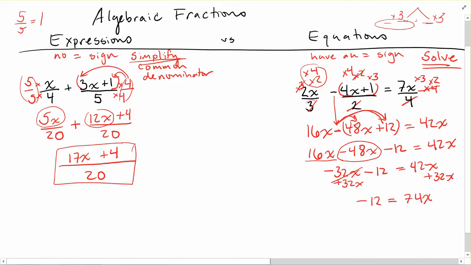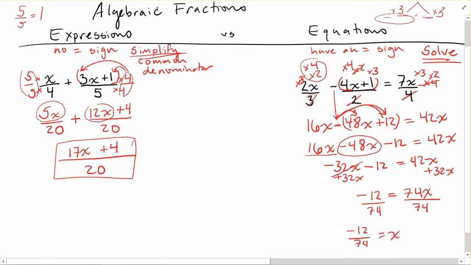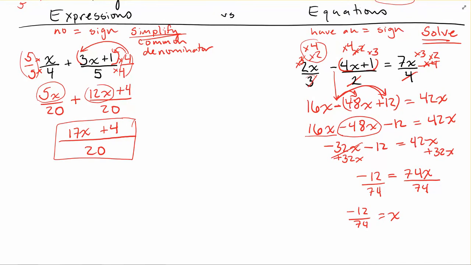And in my last step, 74x is timesing, so the opposite of timesing would be to divide. So I get negative 12 over 74 is equal to x. And we can simplify that. Both of those are divisible by 2. So I get negative 6 over 37 is equal to x as my final answer.